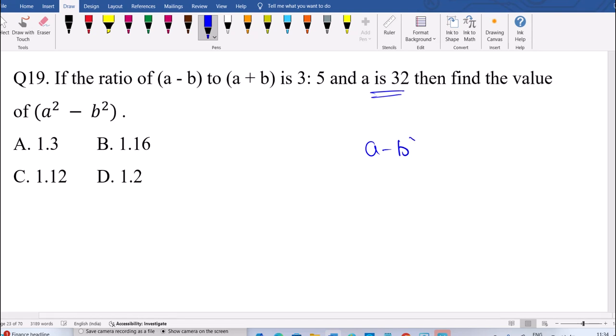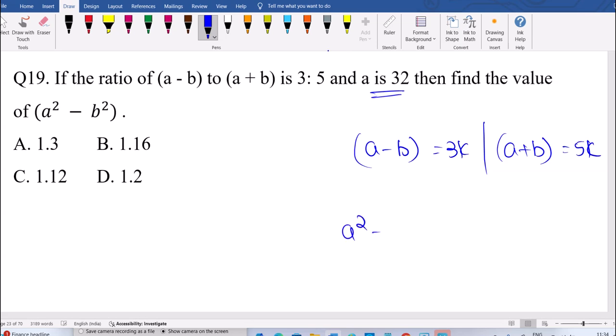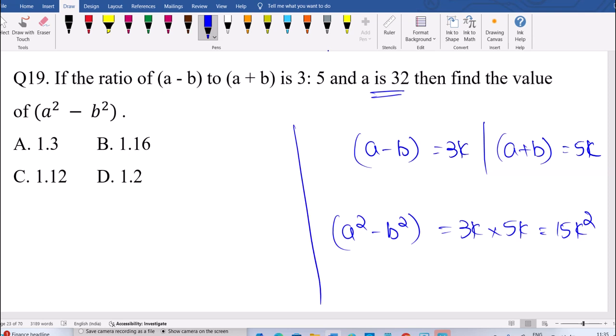A minus B and A plus B are in a 3 to 5 ratio, right? A minus B is 3K, A plus B is 5K. Multiplying these two, A square minus B square will come, right? A minus B into A plus B is A square minus B square, which means 3K into 5K, which is 15K square. What is the K value, sir? If you want to find the K value, that's what I'm telling you, there is some mistake. But among the options, go with the suitable one.